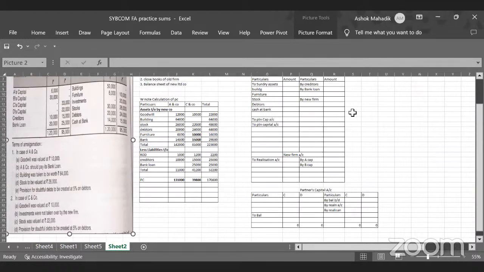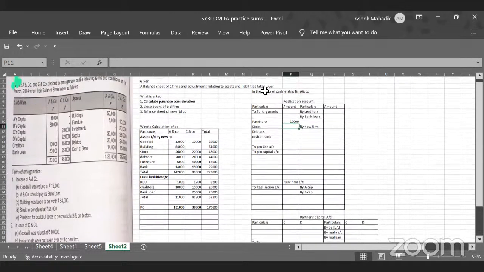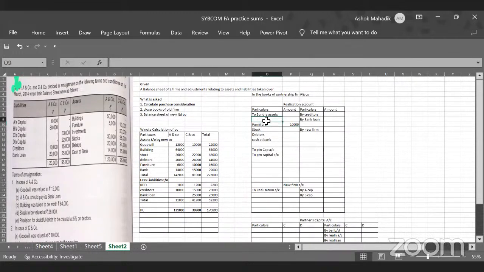So let us start posting. As I told you, we have to use book values. First is furniture. Building is not there. So I'll post furniture 10,000. Then investments. I'll write investment here in assets. Value how much? Investment 10,000.